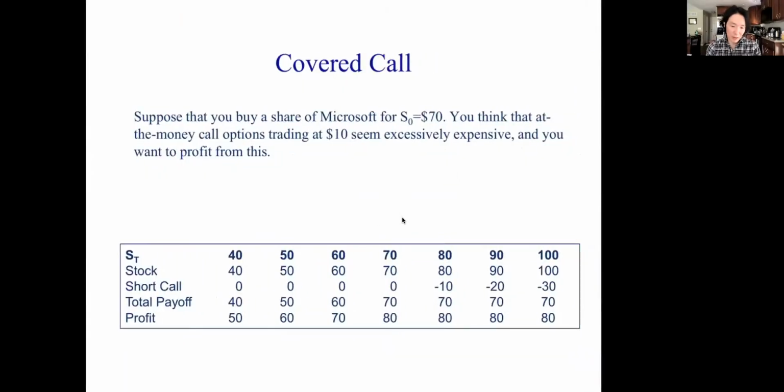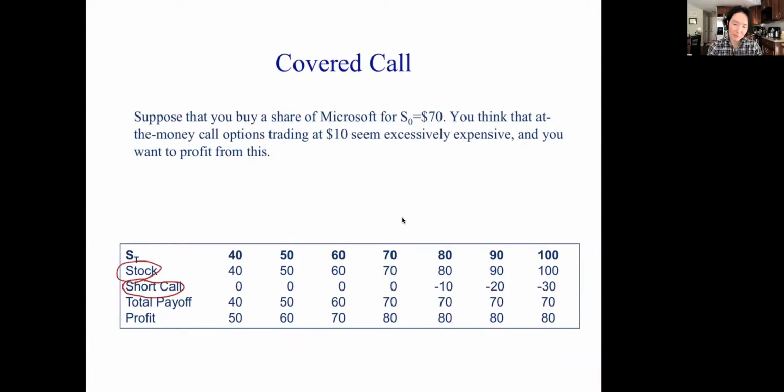And another common position is a covered call. So suppose you buy a share for stock price of 70, but then you're thinking, well, Microsoft stock has gone up a lot recently. So my view is that upside might be limited. So why don't I just take in some money by shorting a call? So you're shorting a call and also have a stock position.